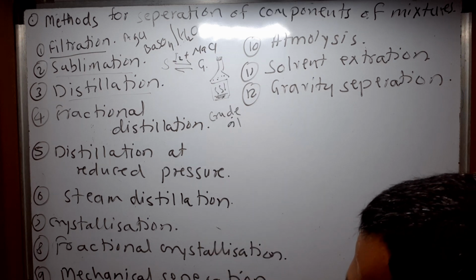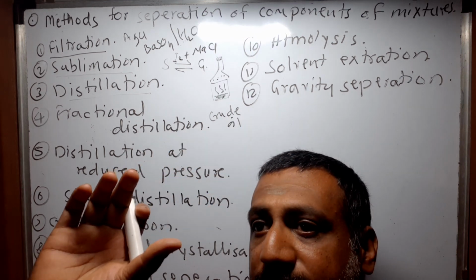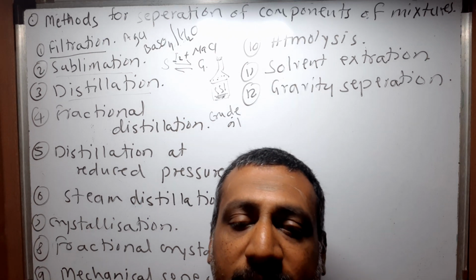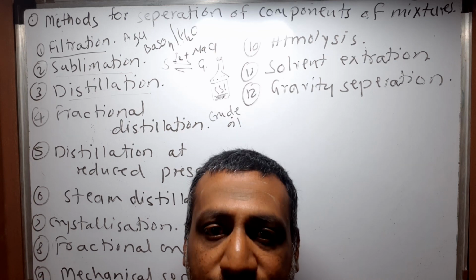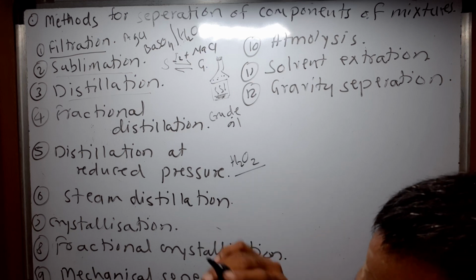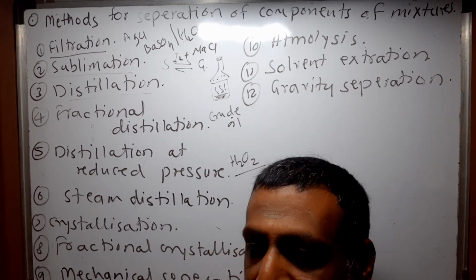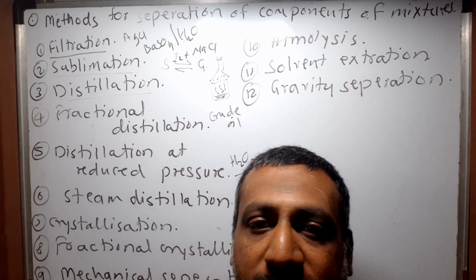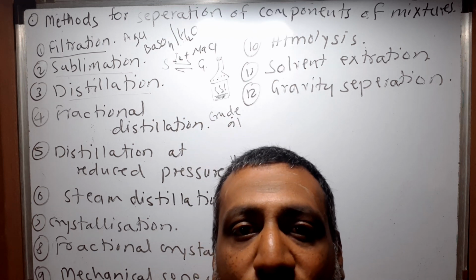Distillation at a reduced pressure. Sometimes the liquid which is to be obtained in pure form gets decomposed before reaching its boiling point or near its boiling point. The well-known example is hydrogen peroxide. We have a mixture which contains hydrogen peroxide, and we want to obtain the hydrogen peroxide. We heat the mixture and expect to get the hydrogen peroxide at its boiling point, but at its boiling point, hydrogen peroxide gets decomposed. So what to do in this case?